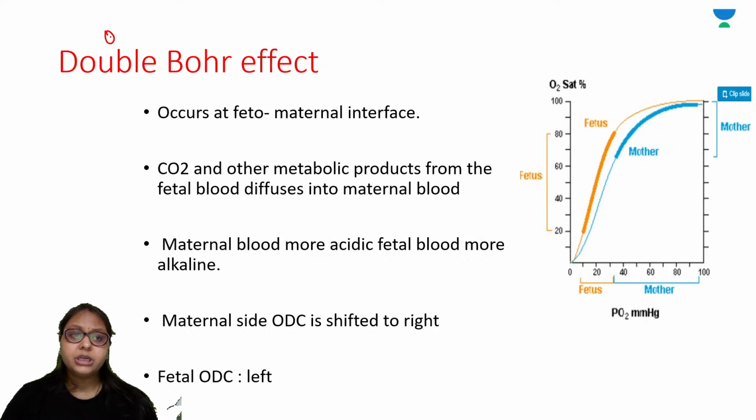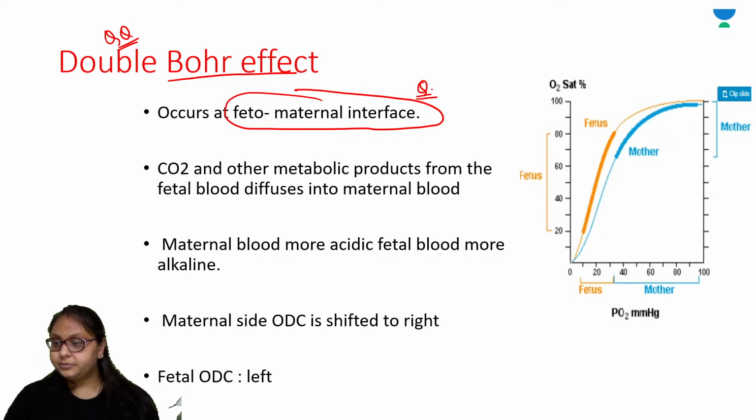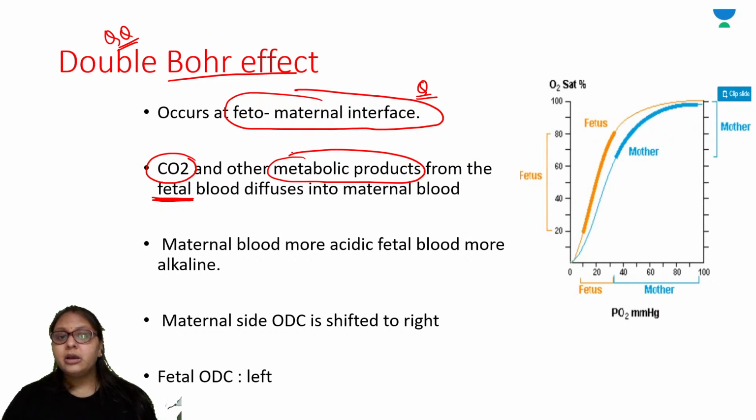Now, what is the double Bohr effect? Another very important question. The double Bohr effect is seen where? It is seen in the feto-maternal interface. What happens, guys, is, see, metabolism is happening on the fetal side, so the carbon dioxide and other metabolic products from the fetal side, where are they going? They are coming towards the maternal side.